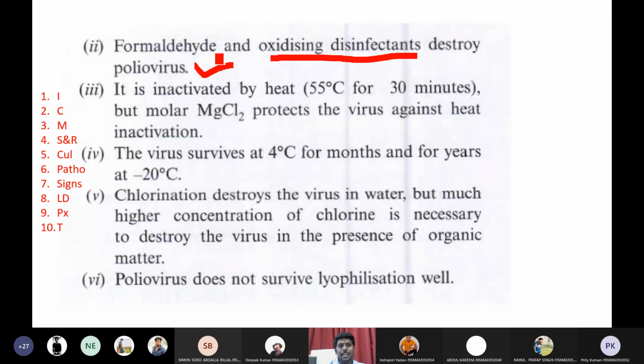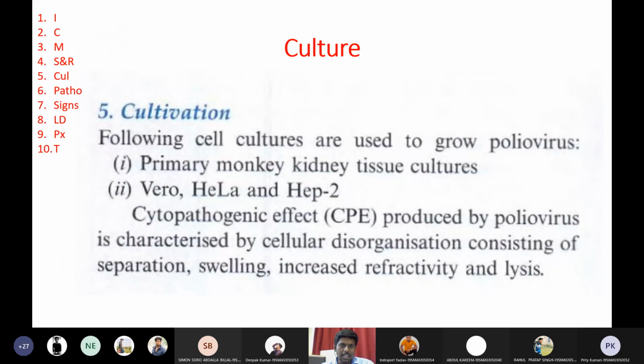Anyway, that's a good question. So this is all about the resistance and susceptibility of poliovirus. First we discussed introduction, then classification, then morphology, then susceptibility and resistance. It seems we are able to destroy the virus by using oxidizing agents, formaldehyde, or chlorine. Whereas poliovirus is resistant to an acidic environment.